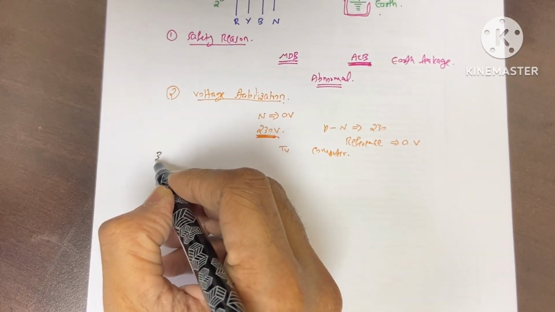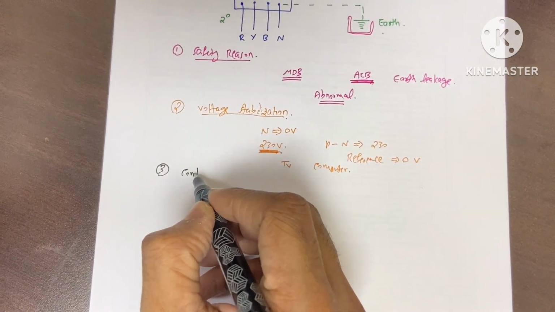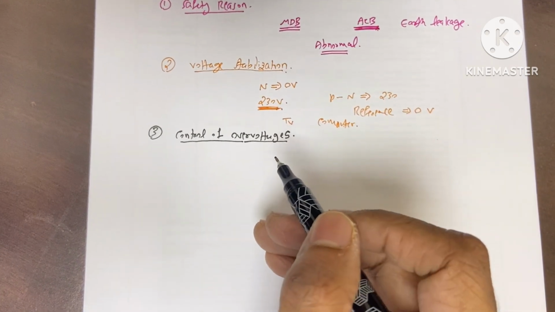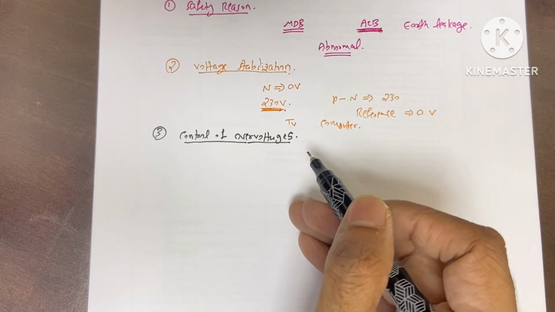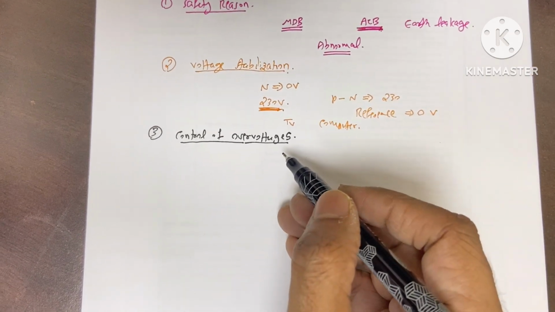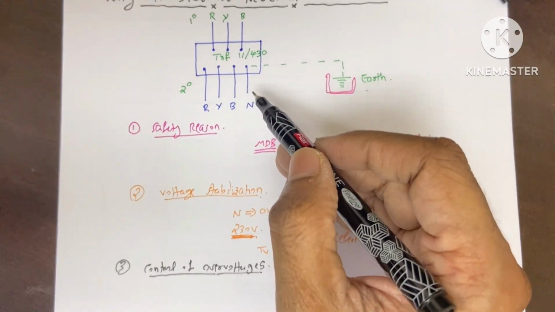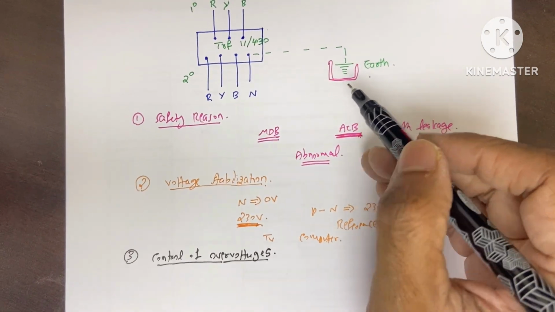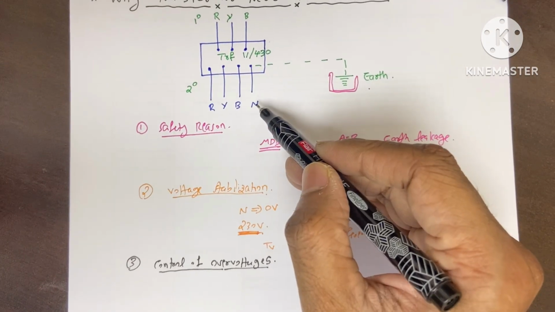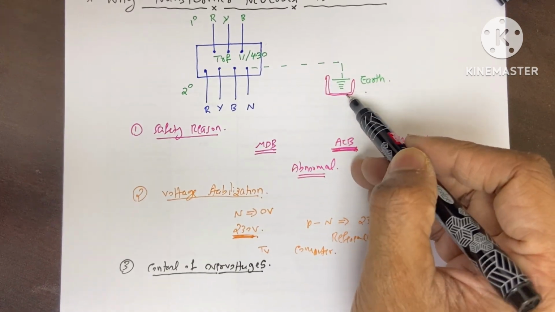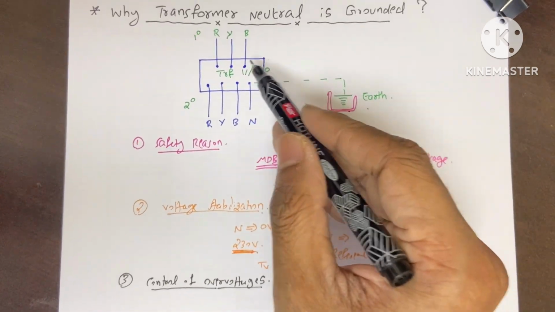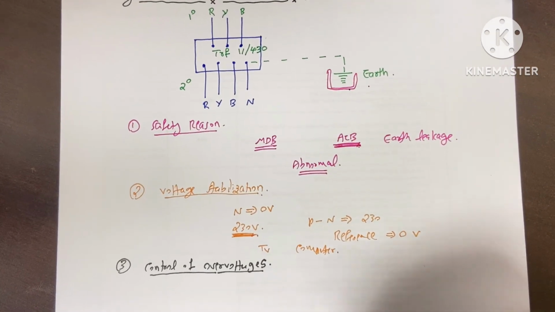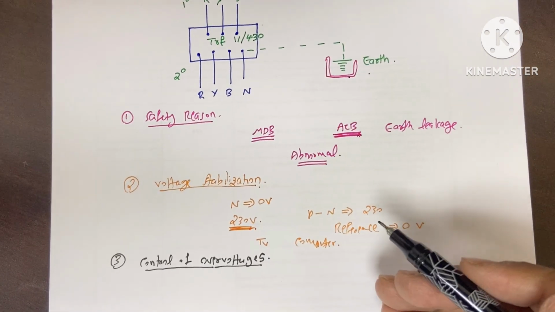And the third point is control of overvoltages. We know that during lightning or system surges, very high voltage would come to our system. If our neutral is already earthed, then these high lightning surges or system surges would get directly diverted to the earth, and due to that our transformer would get protected, and our system equipment would also get protected from these high voltages.